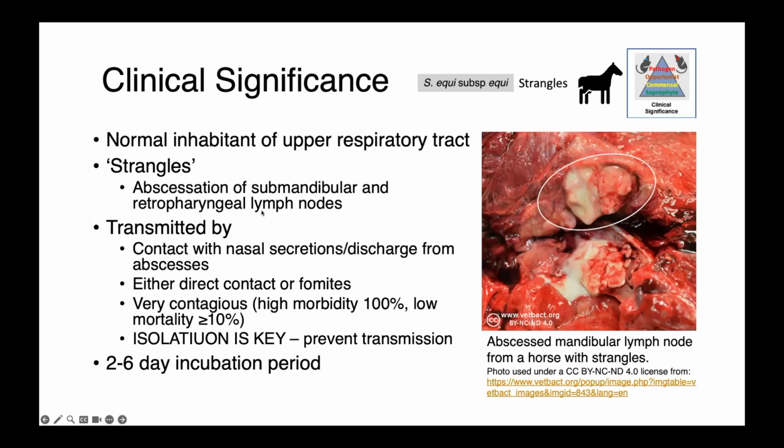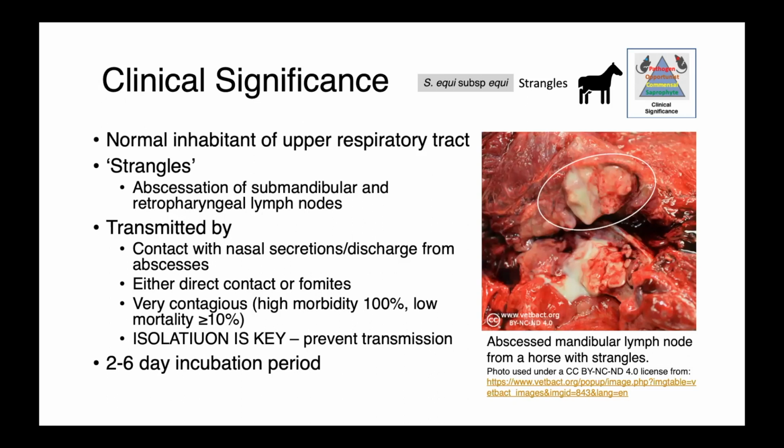Streptococcus equi, subspecies equi, cause of strangles, is actually a normal inhabitant of the upper respiratory tract. Strangles, the colloquial name for abscessation of the submandibular and retropharyngeal lymph nodes, is a really serious disease in horses. It's transmitted between individuals through contact with nasal secretions or discharge from abscesses, so essentially ruptured lymph nodes and all of the pus that makes its way into the environment. And this contact can be either direct or through fomites.